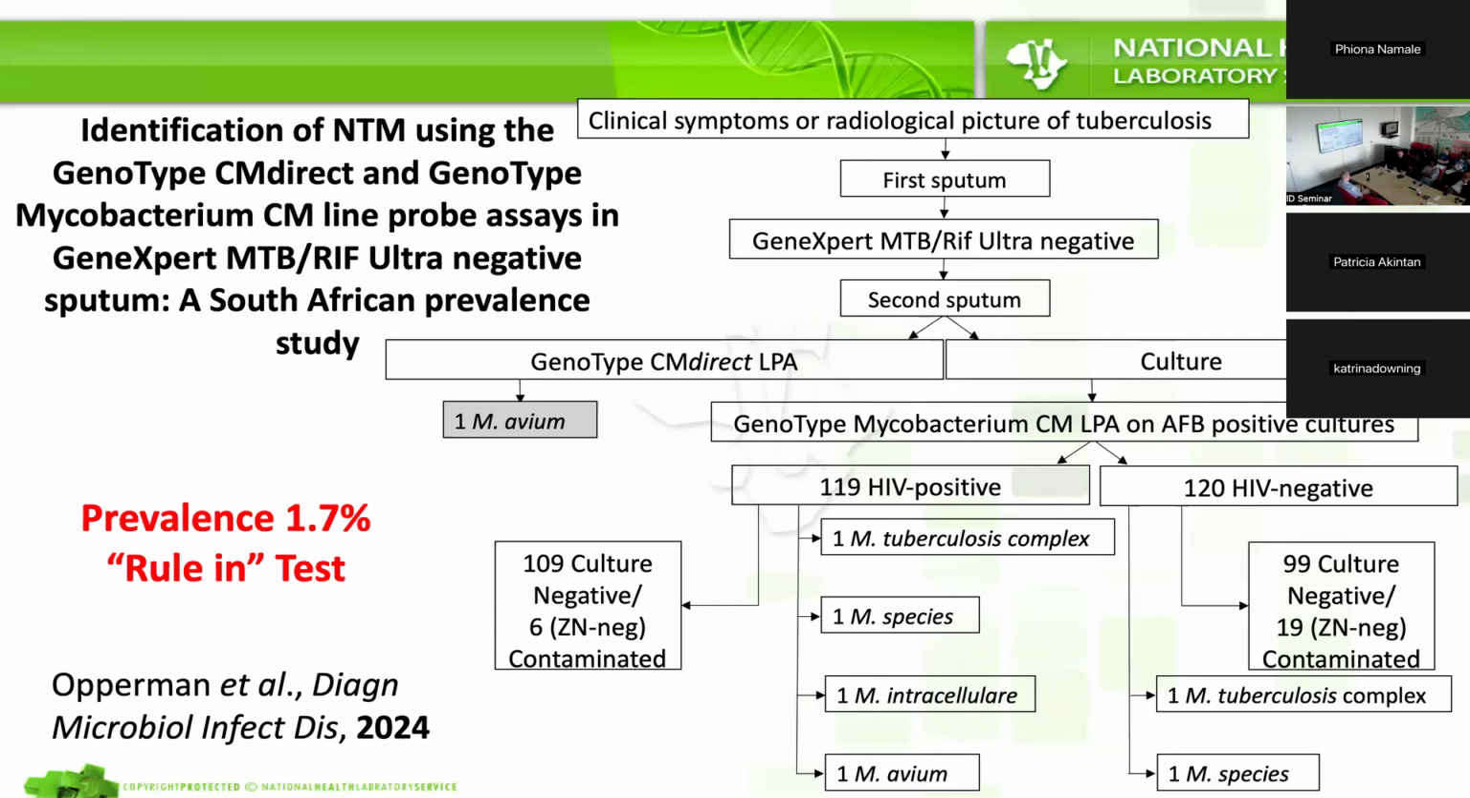and CM and AS LPA. And we found a prevalence of about 1.7%. And if you look at the local literature, that's more or less where the prevalence of NTMs falls, somewhere between 2 to 3 to 5%.